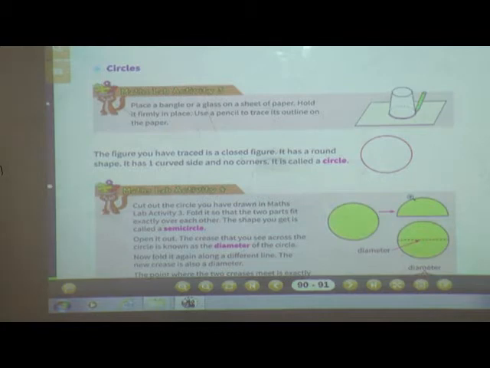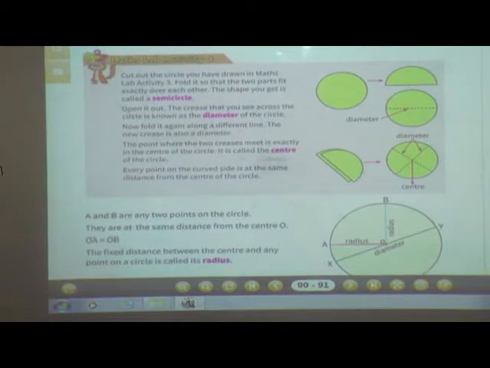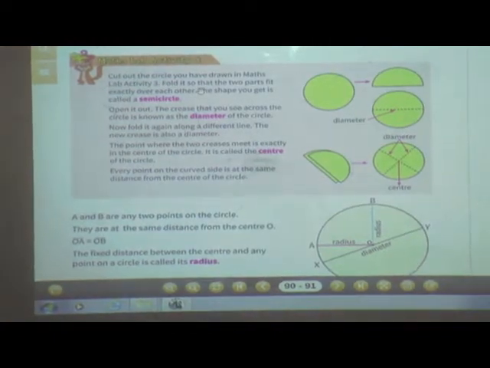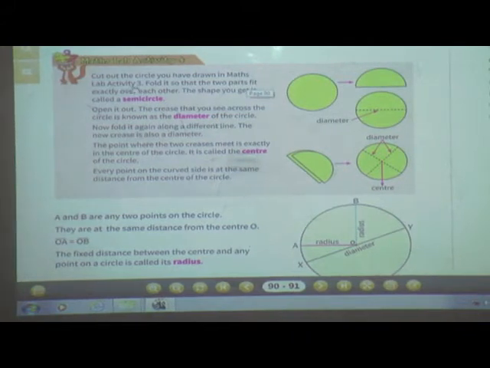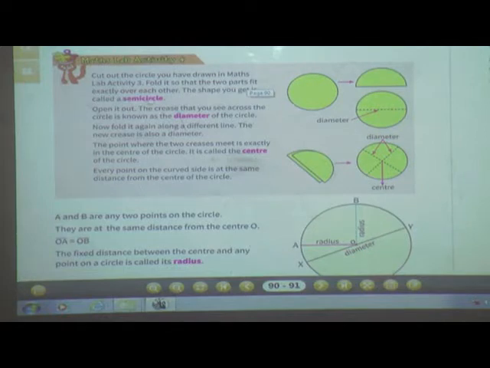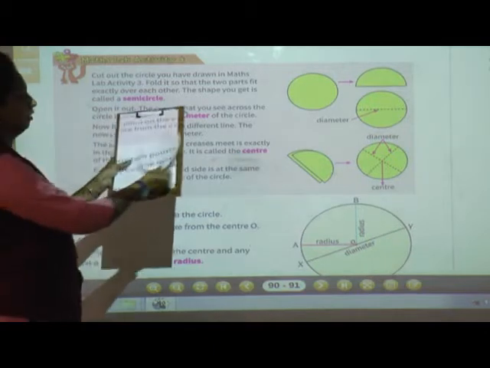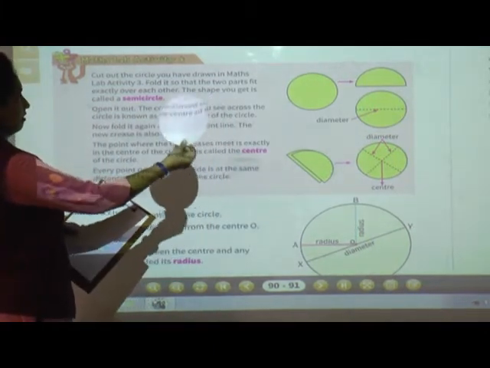Yes. Now here they have given one more activity. Now let's do this activity. See, now cut out the circle you have drawn in maths lab activity 3 and fold it so that the two parts fit exactly over each other. The shape you get is a semicircle. So what I have done already, I have cut out the circle. Can you see? Yes, this is my circle.